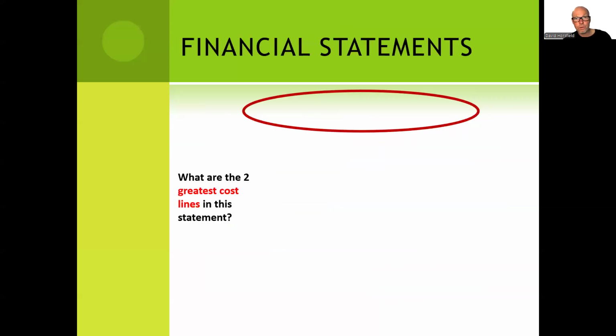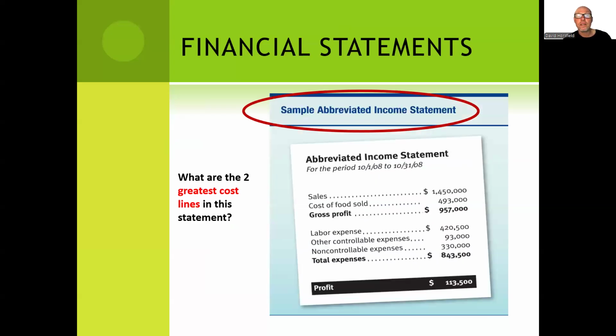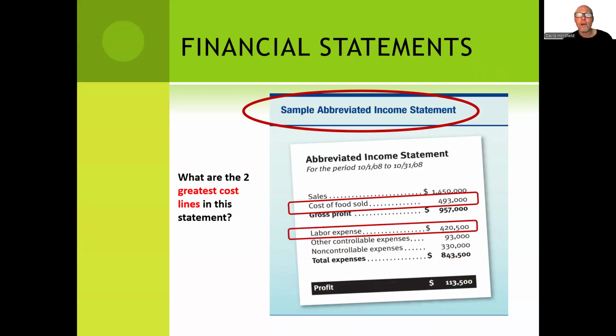So I'm going to show you back to this income statement, which is one of the four main financial statements. And the question is, when we look at this income statement, what are the two greatest cost lines in this statement? So here's the income statement. Again, it's an abbreviated, simplified one. What are the two greatest cost lines? Well, the first greatest cost line is the cost of food sold, cost of goods sold, the cost to generate our revenue. And the second greatest cost line is labor.